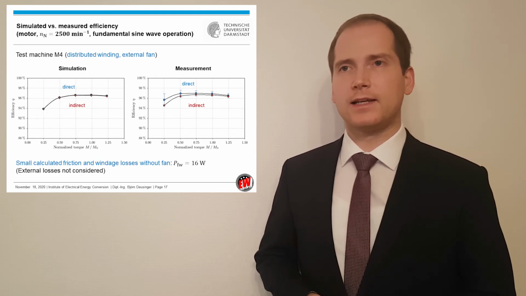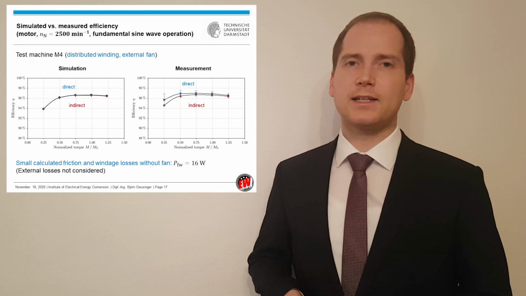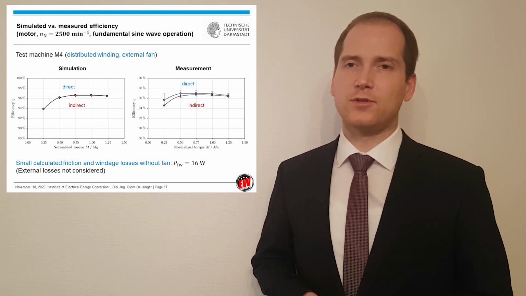If we now calculate the efficiency from the simulated values in two ways, that means directly from the load simulations and indirectly according to the presented method, then we see a good accordance for test machine 4 here at the left side. Also, the comparison of the measured direct and indirect efficiency values at the right hand side shows a good accordance if the error tolerances due to the measurement uncertainty are considered. For this machine, the calculated air friction losses are very small.